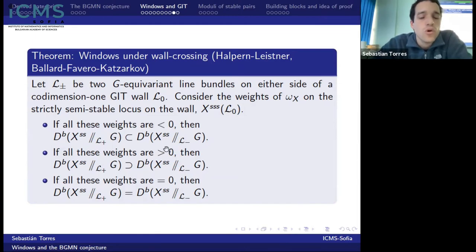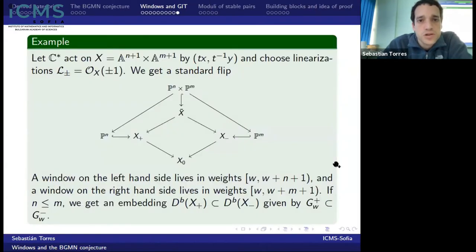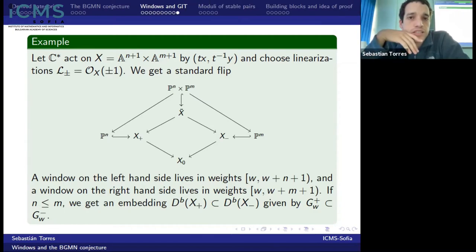Or if you don't care about the entire derived category, for example, if you only think of full faithfulness, this would be saying that if the weights are correct, then maybe morphisms here can be computed as morphisms here, and they will be the same. So an example of this is, let's have the affine space, but instead of scalar multiplication acting just by multiplication, I'm going to choose weights positive and negative on different coordinates. And you can choose linearizations that will twist this by one or minus one, that will choose the action on the structure sheaf by one or minus one. And what you get is a flip.